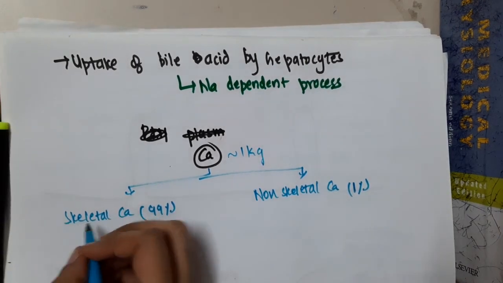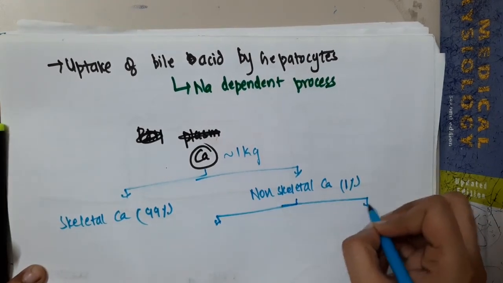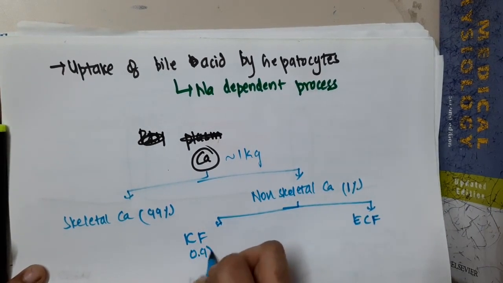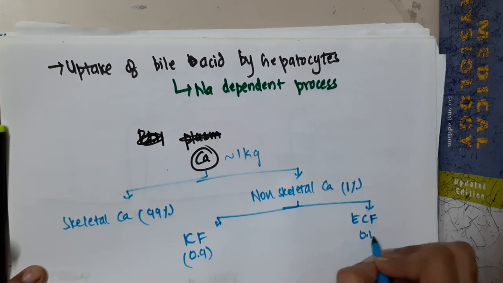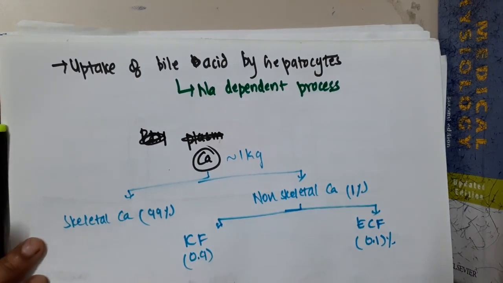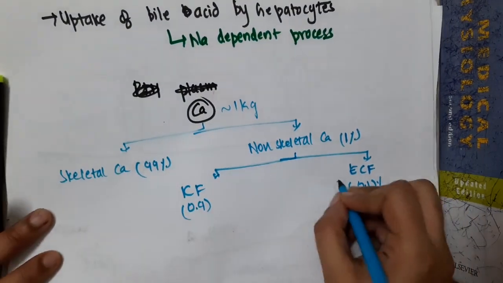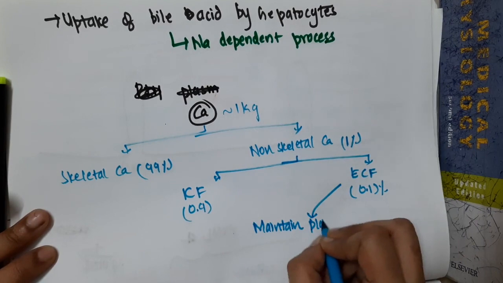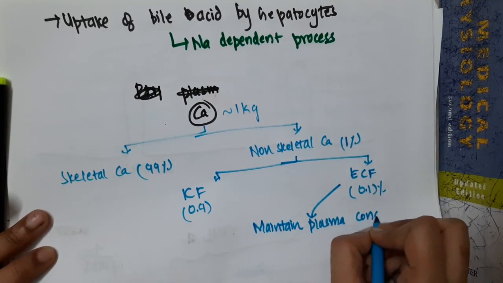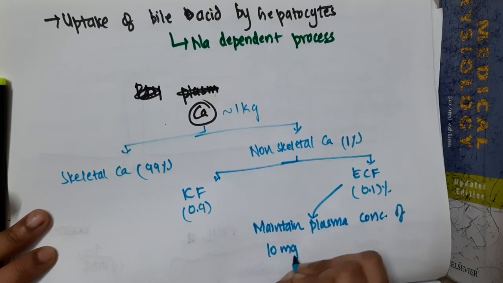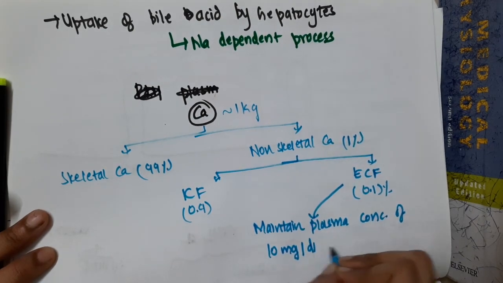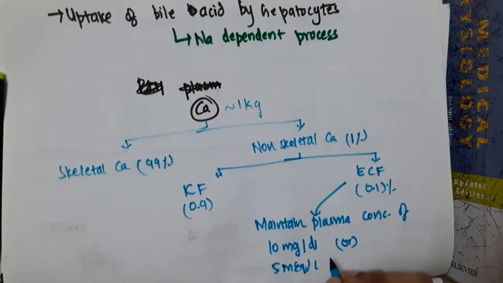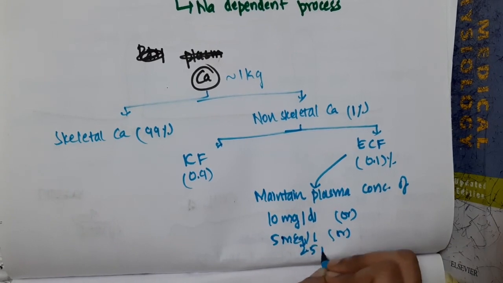Non-skeletal calcium is again divided into the calcium in the intracellular fluid and in the extracellular fluid. Intracellular is 0.9%, extracellular is 0.1%. This extracellular fluid will maintain a plasma concentration of 10 milligrams per deciliter, or 5 milliequivalents per liter, or 2.5 millimoles per liter.